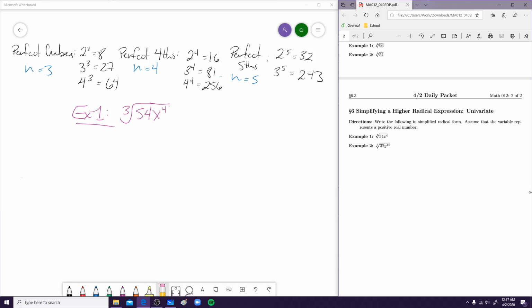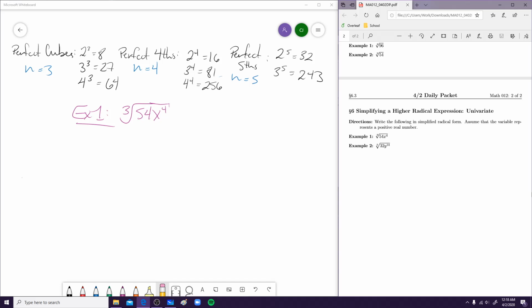For our last section today, we're going to simplify higher radical expressions. The directions say we want to write the following in simplified radical form and assume that the variable represents a positive real number. So let's do example 1.